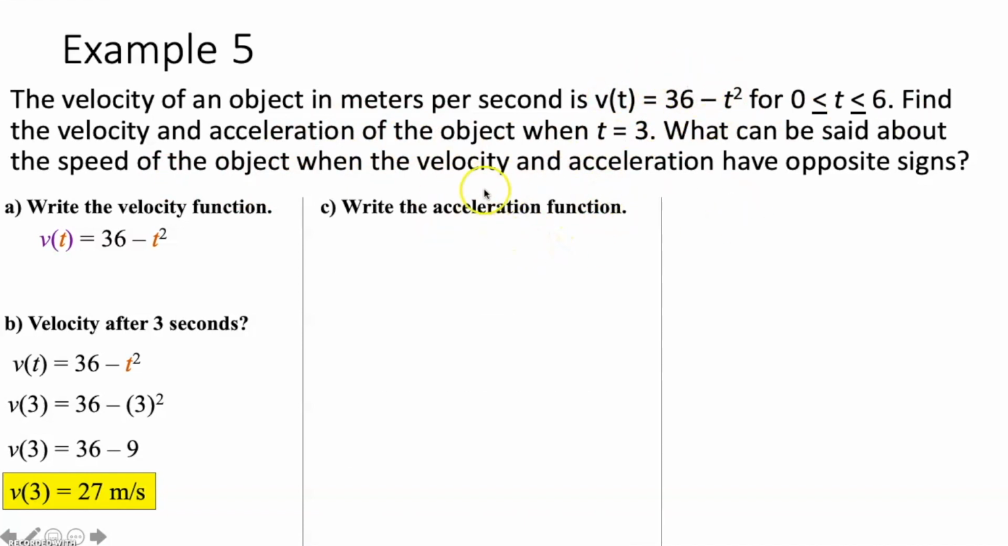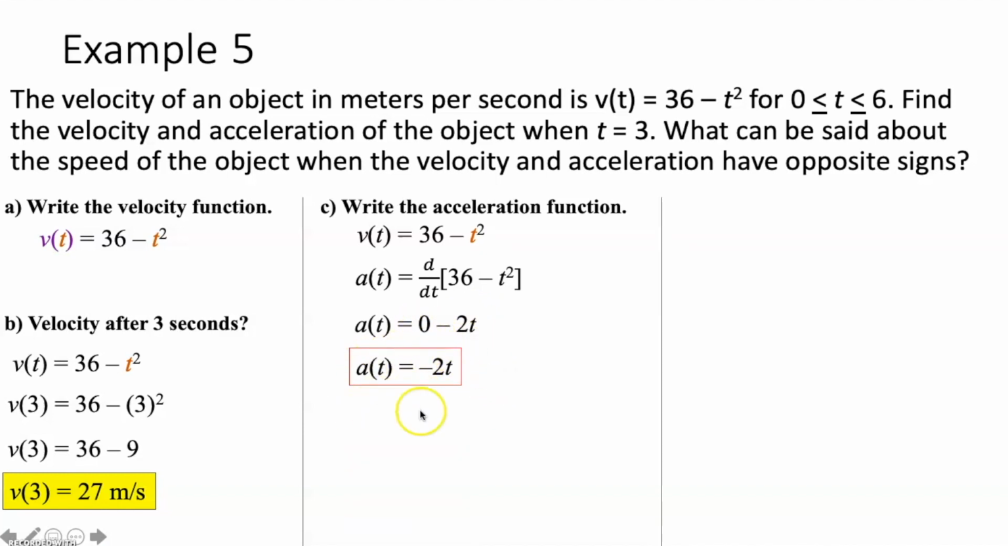Well, if you recall, acceleration is the derivative of velocity. So if we take our velocity function and find the derivative of that, then we can find the acceleration function. So what is the derivative of 36 minus t squared? Well, we take the derivative of each term separately. Derivative of 36 is just going to be 0. Derivative of t squared is going to be 2t to the first. And 0 minus 2t to the first is just negative 2t.